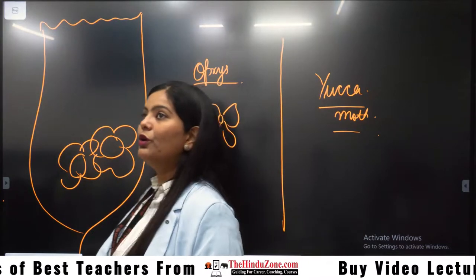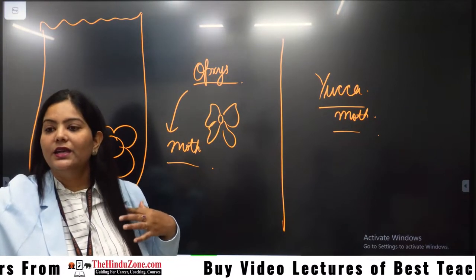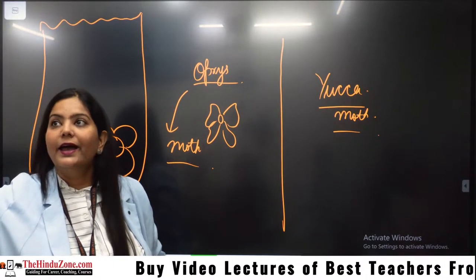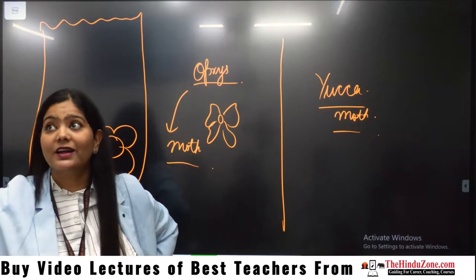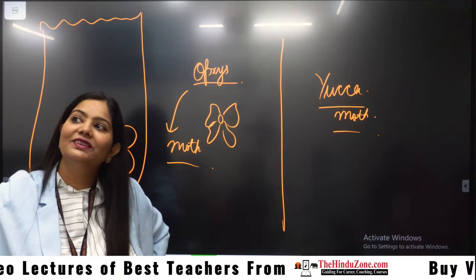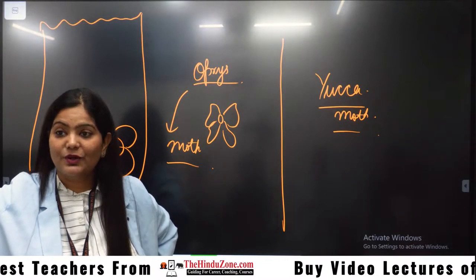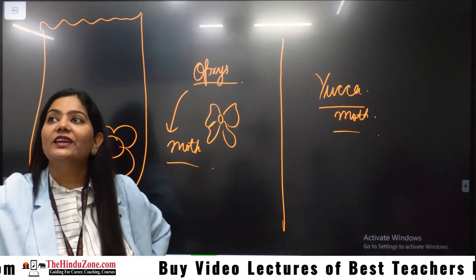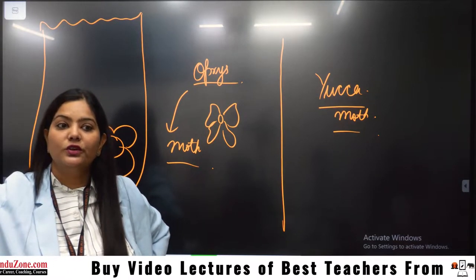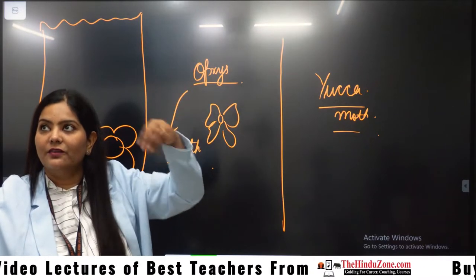This yucca moth lays her egg in the yucca flower. And when the flower's egg apparatus gets mature, of course their timings are also similar because nature has devised them like this. And the yucca eggs are also maturing. And she has laid the egg in that hole of the flower.